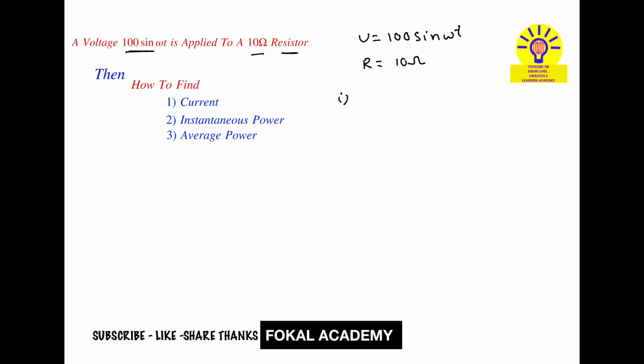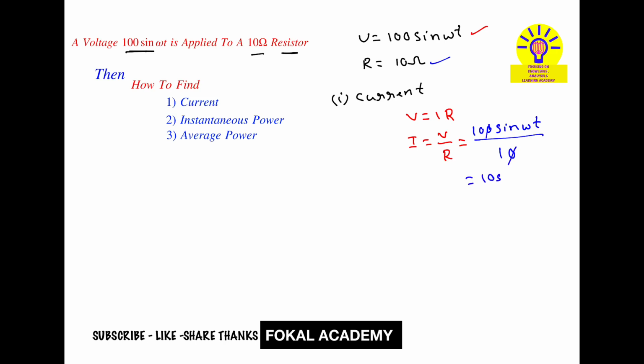Now first of all we are going to find the current in the circuit. When you observe, this resistor is connected in series with the voltage source. So by applying Ohm's law we will get the current in the circuit. That is V equal to IR. This is Ohm's law. From this we get current I equal to V by R. Here V is given as 100 sin omega t and the resistor is given as 10. Here the 0 cancels and we get 10 sin omega t. So this is the required current in the circuit.